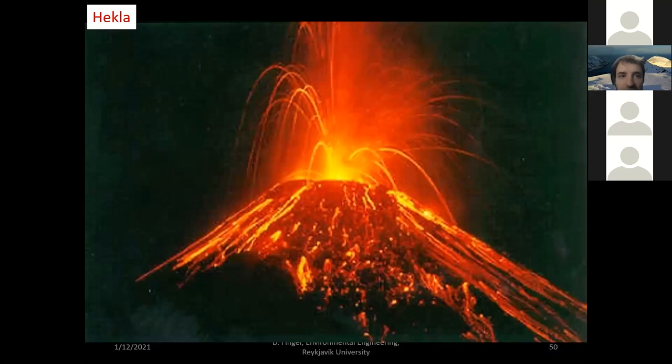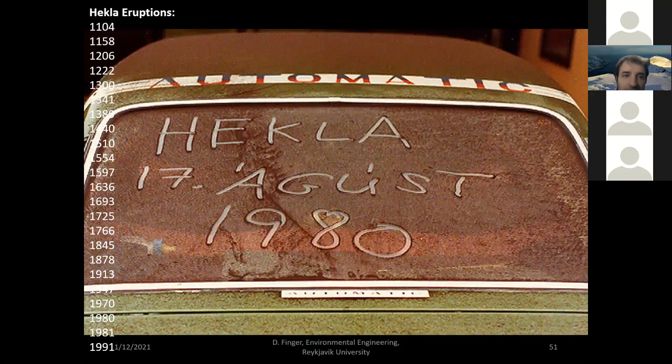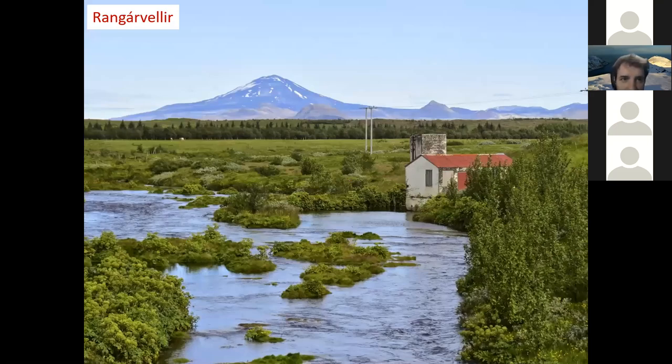So here a picture of Mount Hekla. Here the eruptions of Mount Hekla that can impact on the water resources. And this brings me to land management.